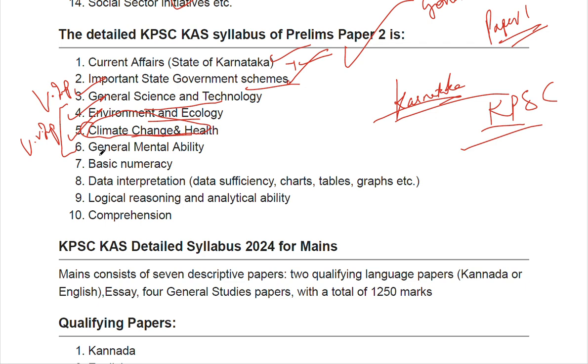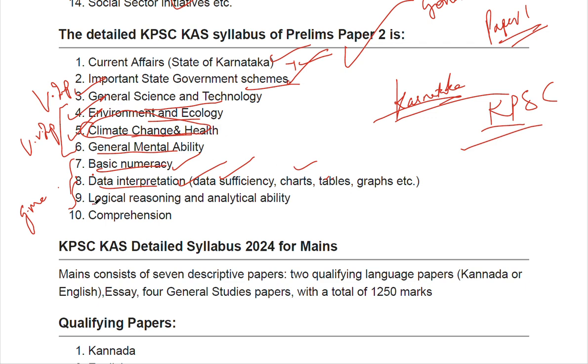General mental ability, and we have got basic numeracy, okay, data interpretation. This part, can you see this 7, 8, 9, 10? This is going to be the maths part, which is nothing but your GMA. Okay, so let's see: basic numeracy, data interpretation, data sufficiency, charts, tables and graphs.